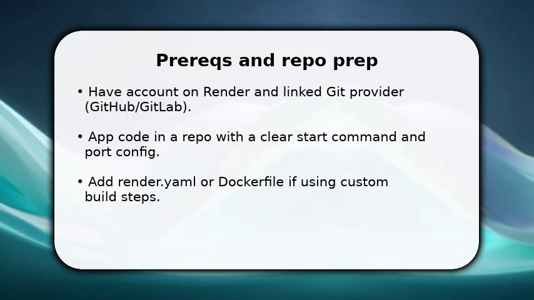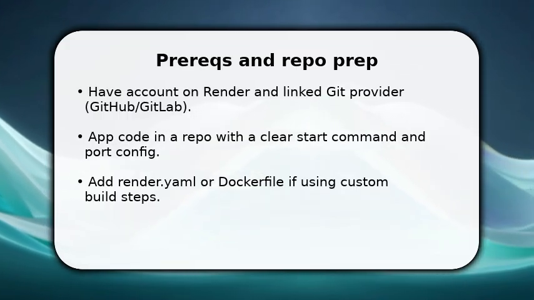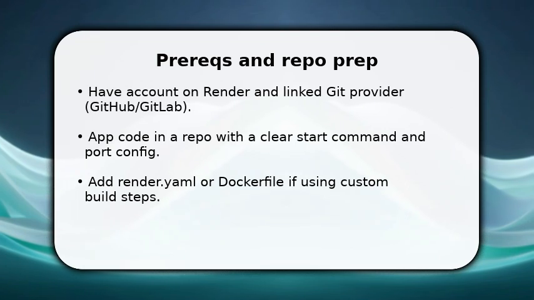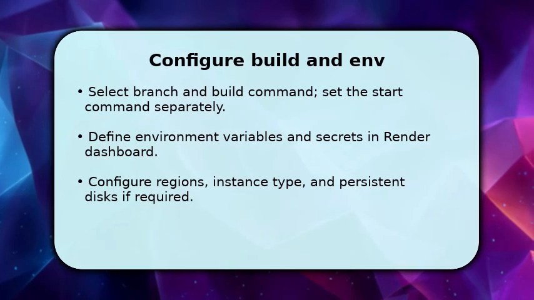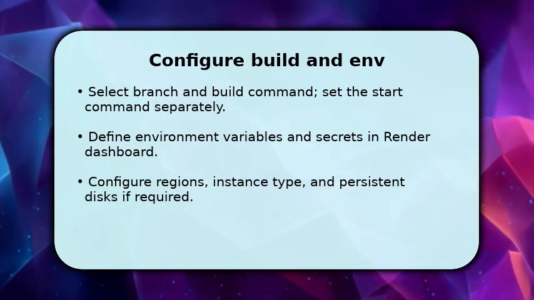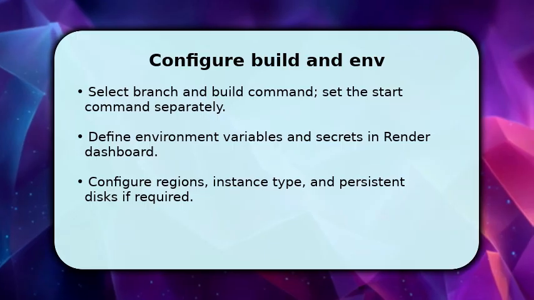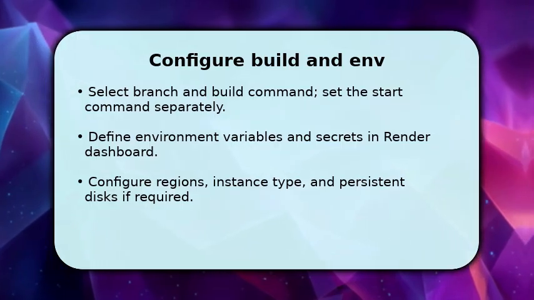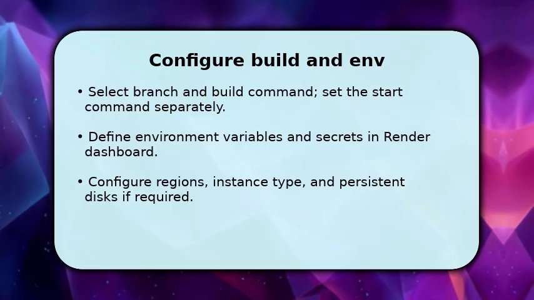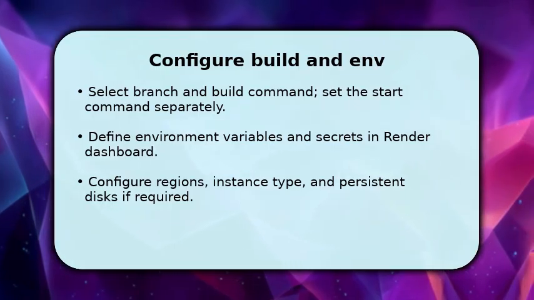Once connected, create a new web service and point it at the repository branch you'll deploy so Render can begin. Next, you configure the build and runtime. Choose the branch to deploy and enter a build command, then specify the start command Render should run. This separation prevents build time and runtime conflicts.